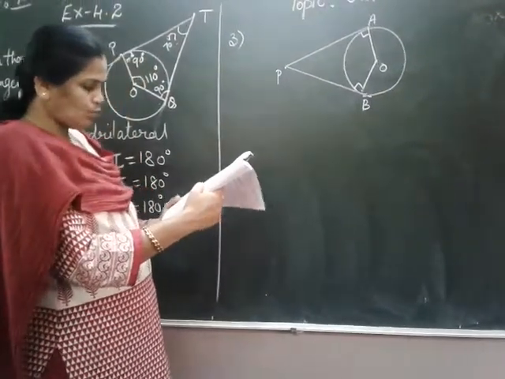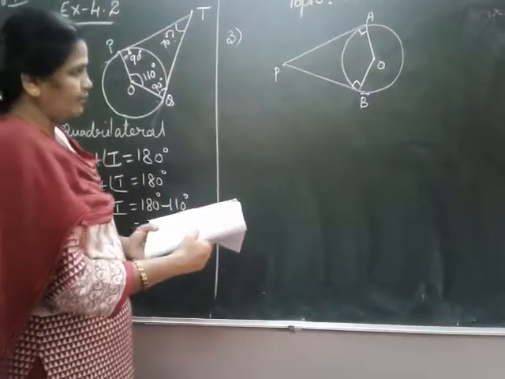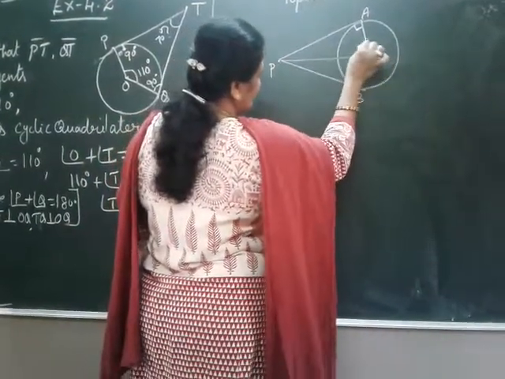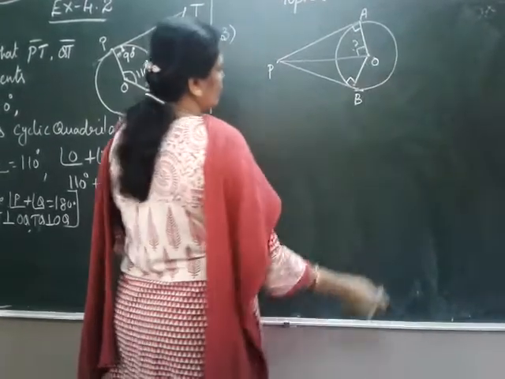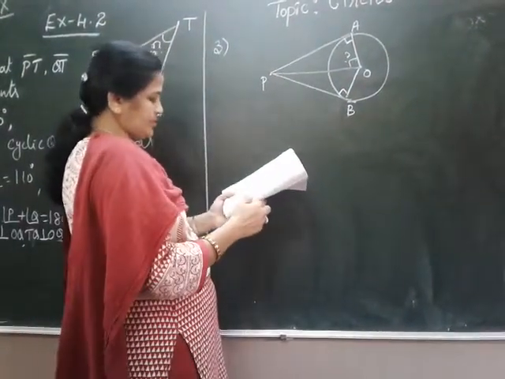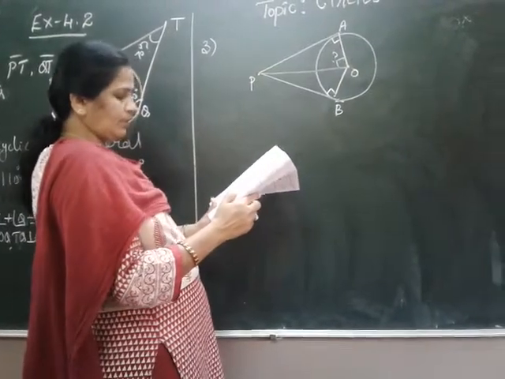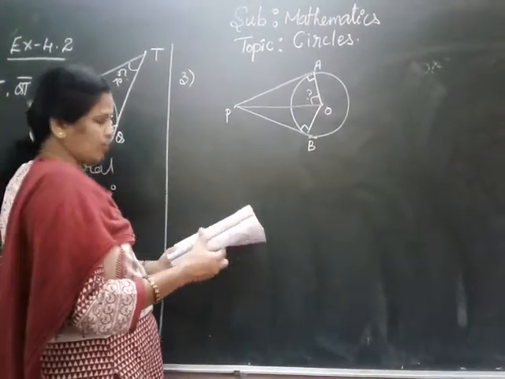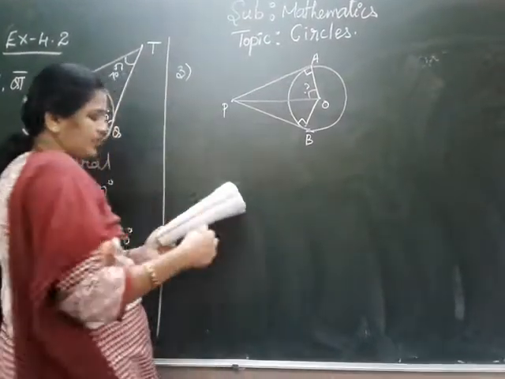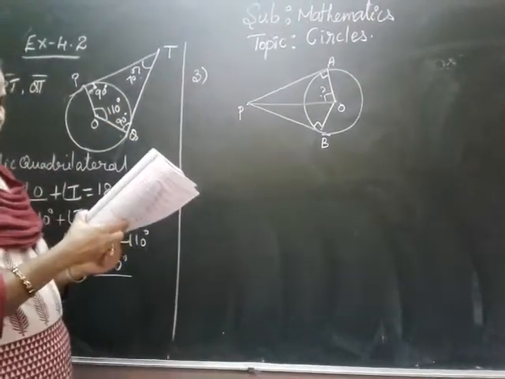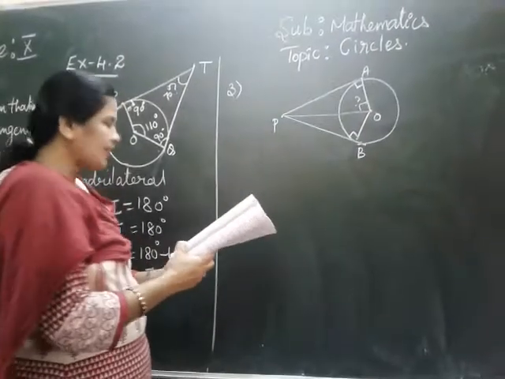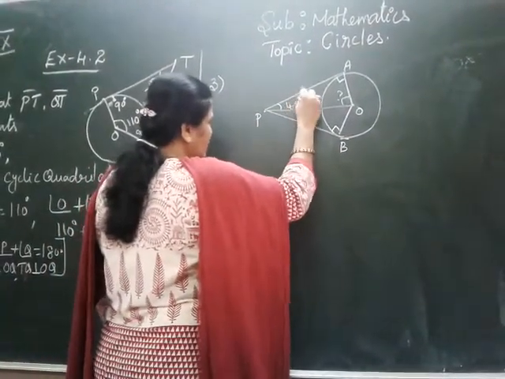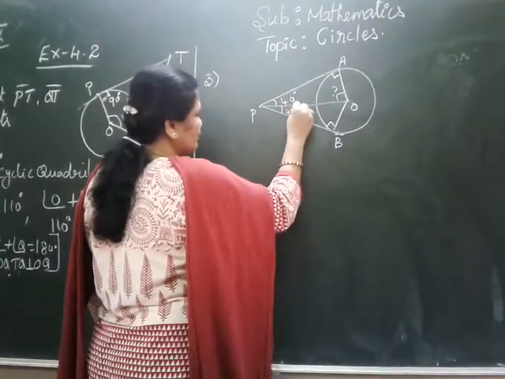Now the question is, what is the angle POA? If you join this line, this is the angle we need to find. One more point they have given: PA and PB are tangents from a point P to a circle with center O, inclined to each other at an angle of 80 degrees. An angle of 80 degrees means this side 40 will go, this side 40 will go.